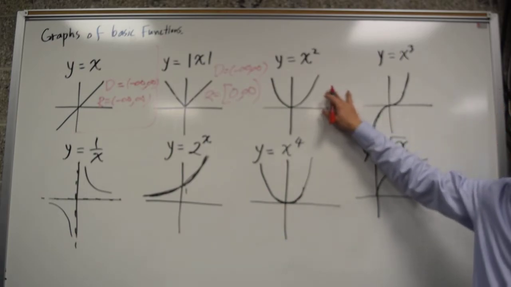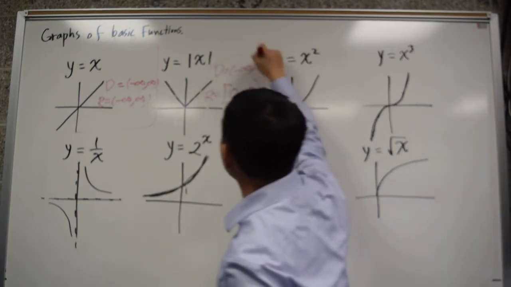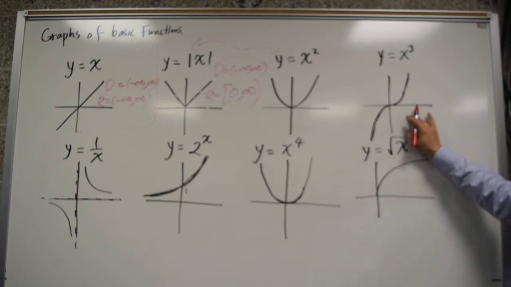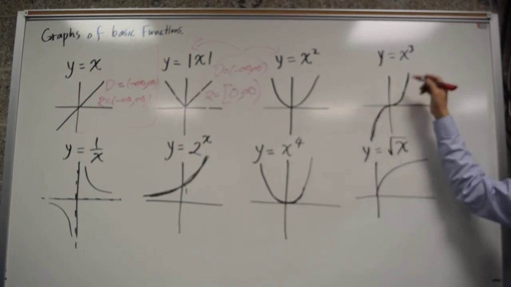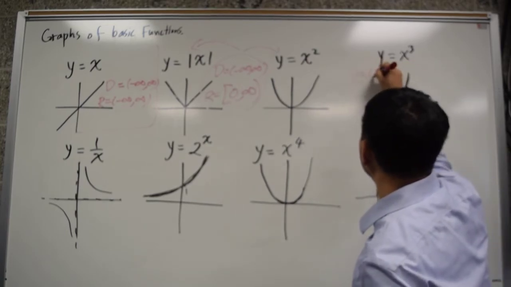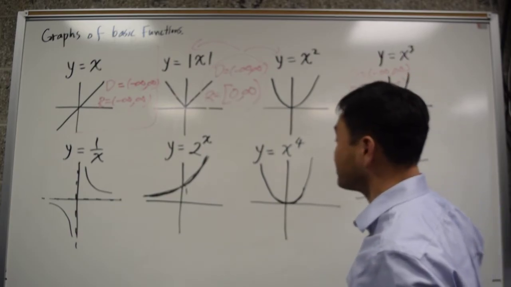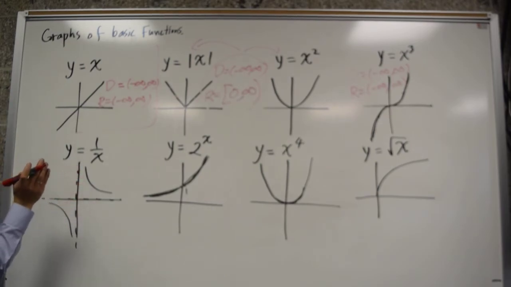How about this one? Domain? All reals. Range? Same as the last one. So this one actually applies to both. Domain? All reals. Range? Again, all reals. We already did this. The domain is all reals except 0. Range is all reals except 0.